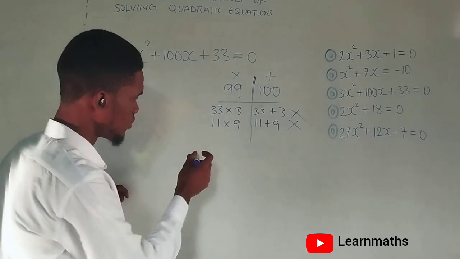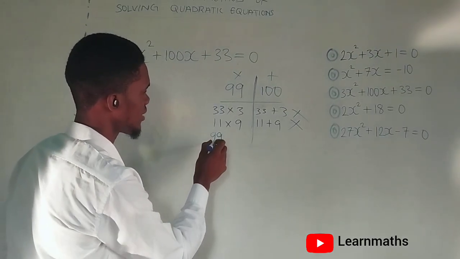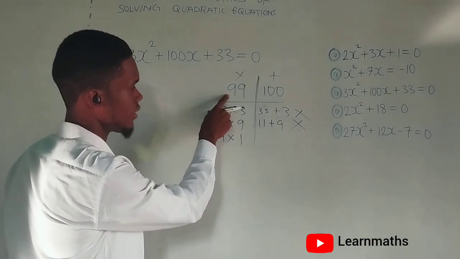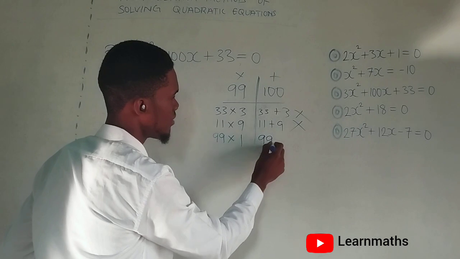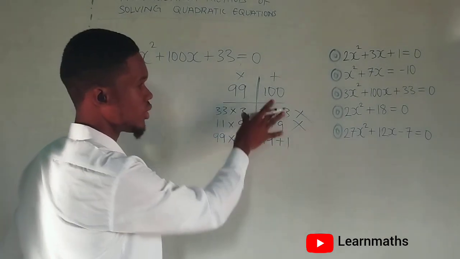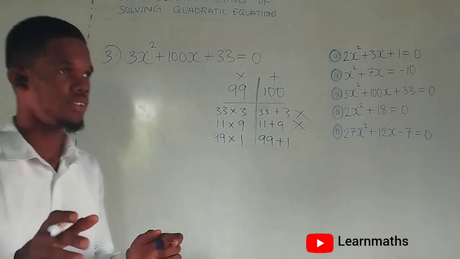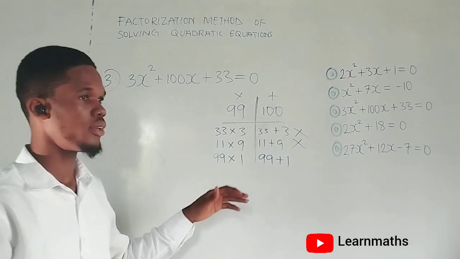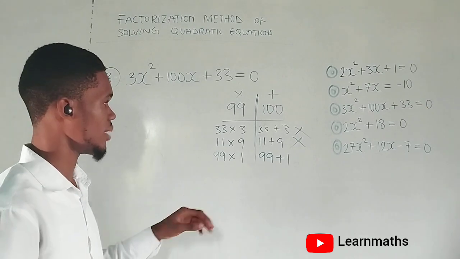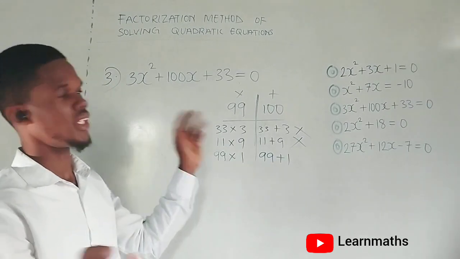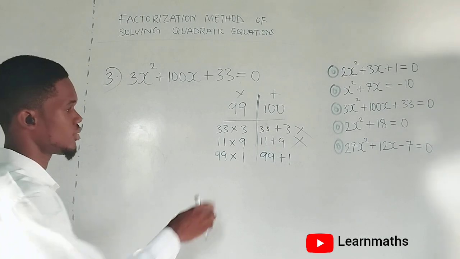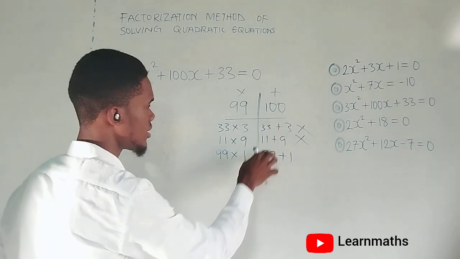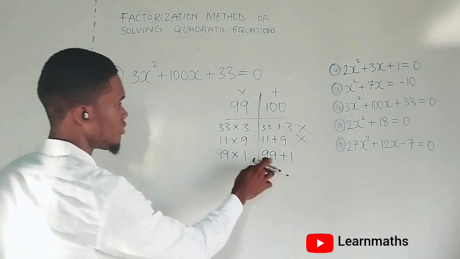Alright, so how about we try 99 times 1. I hope 99 times 1 is still 99, right? But 99 plus 1 is 100. You saw how tricky that was, right? So that's how tricky the factorization method can be. But try not to fall for the trick. Think as much as you can before you conclude that this quadratic equation cannot be factorized. So 99 times 1 is 99, but 99 plus 1 is 100. So these are the two numbers we are making use of, 99 and 1.